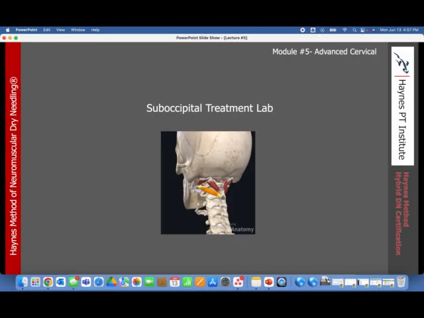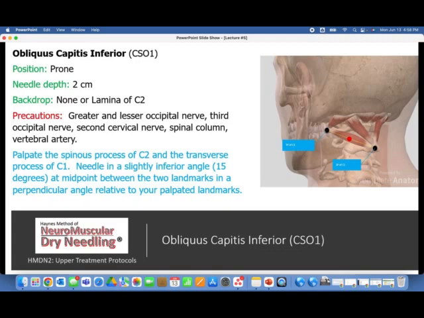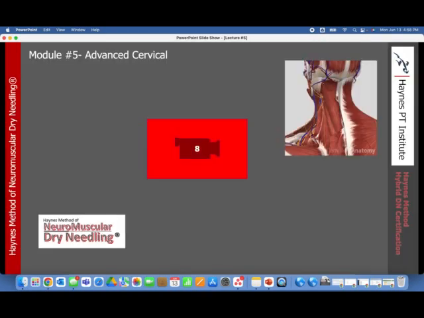So for our treatment approach here, obviously these things are very deep. There's not going to be a whole lot of surface anatomy other than being able to identify several things: the spinous process of C2, the transverse process of C1, and the mastoid process. So let's start into our treatment lab. Again, all of this is available. Basically what we're going to try to do is needle at the midpoint between the transverse process of C1 and the spinous process of C2.